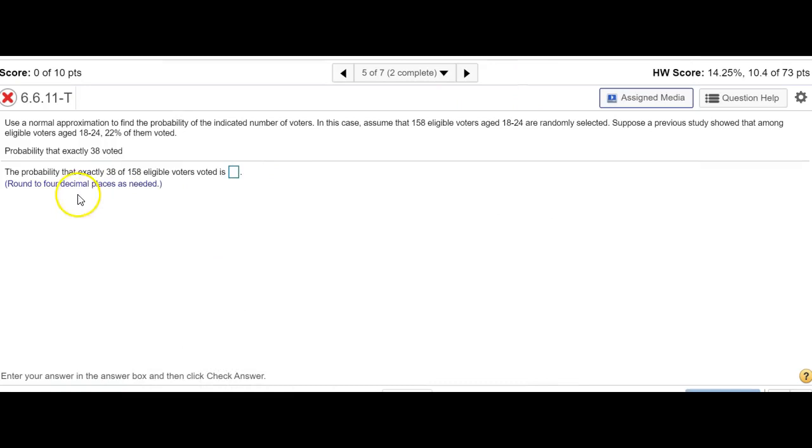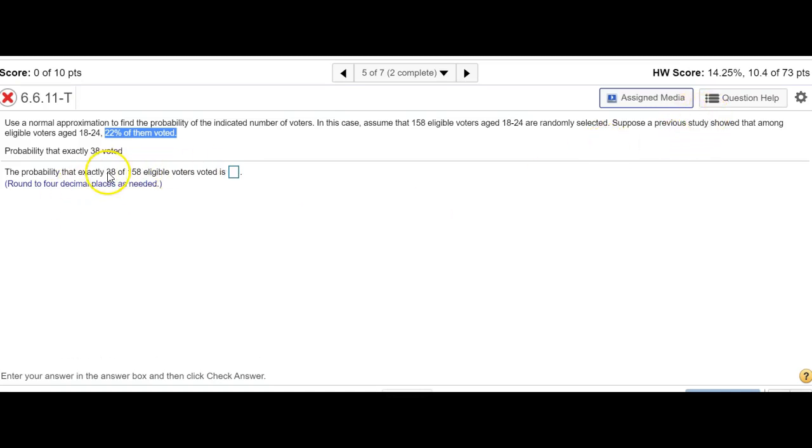What we're going to do is find the probability that exactly 38 of the 158 eligible voters voted. Going through this information, we're getting 22% voted, so that would be our P. The corresponding Q would then be 0.78. In this case, we're looking for exactly 38 with N being 158. So we can find the mean and the standard deviation given this information and plug it into our normal distribution curve.